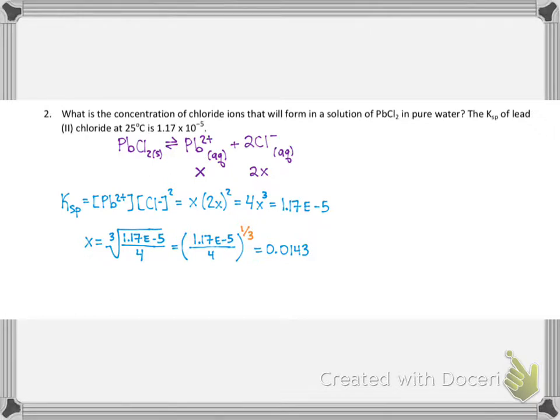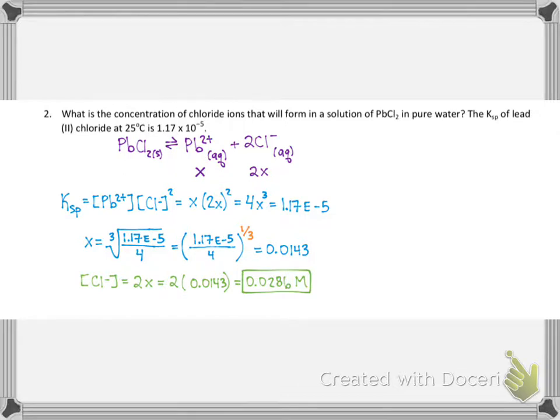So now that we know that, we can go ahead and solve for the concentration of chloride ions, which is what the problem actually asked for. Well, since 2 ions of chloride are produced, we just have to multiply our concentration of x times 2. And we have the concentration of chloride.